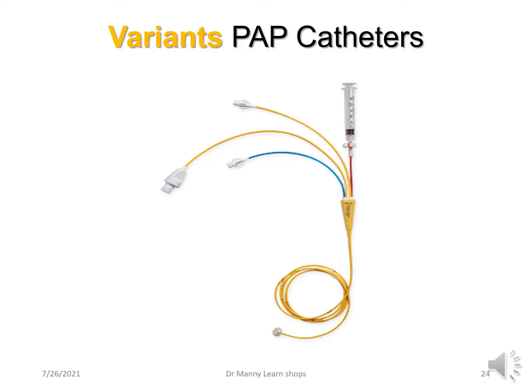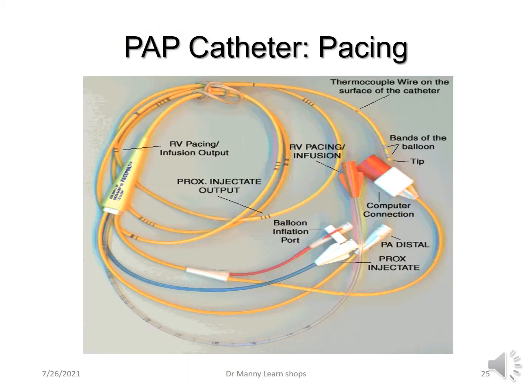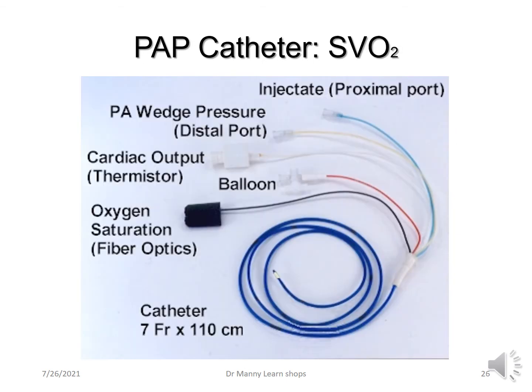Some of the variants, and these are just some of them for your interest that I've included. You can have a pacing catheter, so that you can have the catheter inserted into the right ventricle and they can do transvenous pacing. You've got one that measures the venous saturation. They still have all the other components, but they've got additional ones.